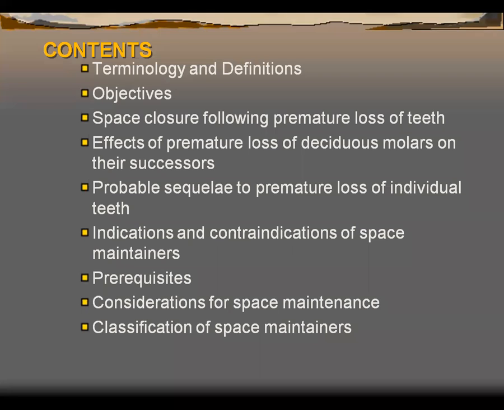So, in this topic, what are the contents of this topic? Terminologies and definition, then objectives, then the space closure following premature loss of teeth, effects of premature loss of deciduous molars on their successors, probable sequelae to premature loss of individual teeth, indications and contraindications of different space maintainers, what are the prerequisites for the same, considerations before giving any space maintainer, and the classification of space maintainers.